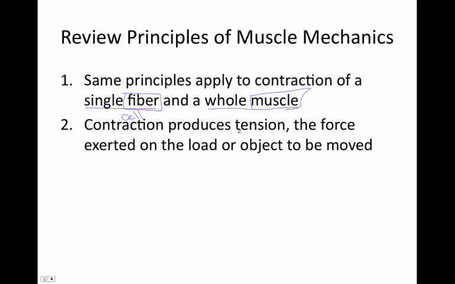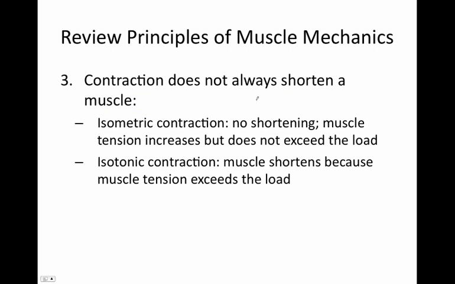Contraction produces tension, the force exerted on the load or object to be moved. So we're going to look at some facets of tension. Can we overcome the load to be moved or not? Contraction does not always shorten a muscle. When we look at isometric contraction, there's no shortening. Muscle tension increases, but does not exceed the load.